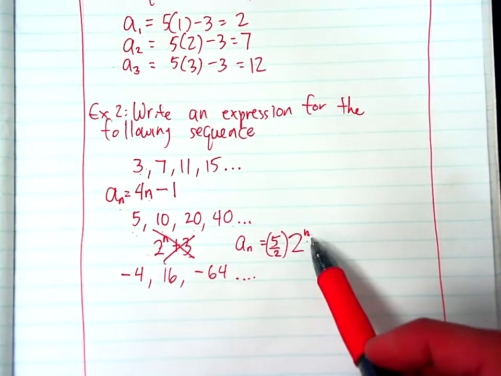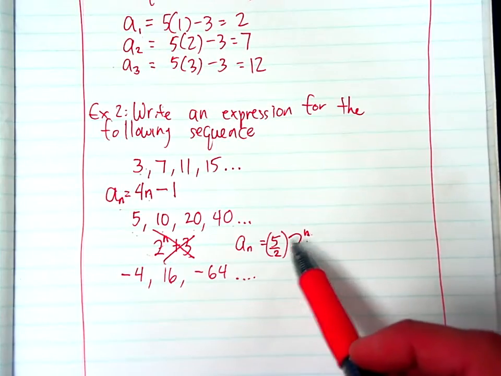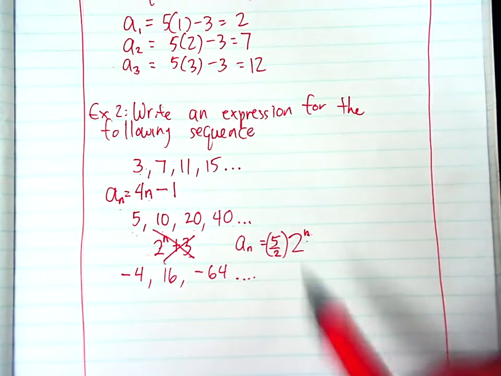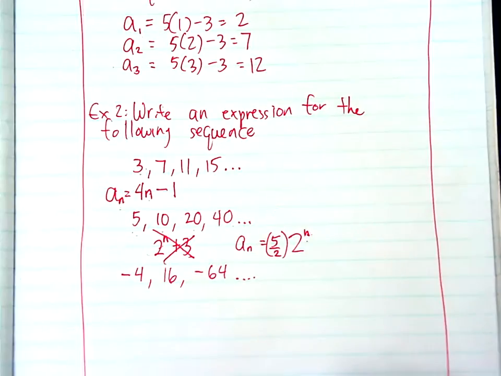Let's try 2 again. If I plug in 2, it would be 2 to the squared. So 2 squared is 4. 4 times 5 is 20. 20 divided by 2 is 10. That is my second term. So it looks like I did it right. Okay.